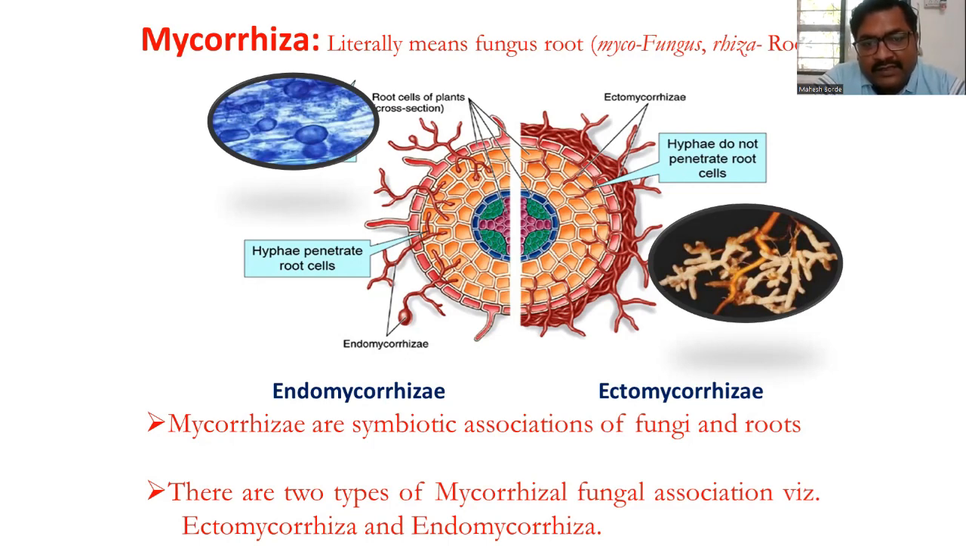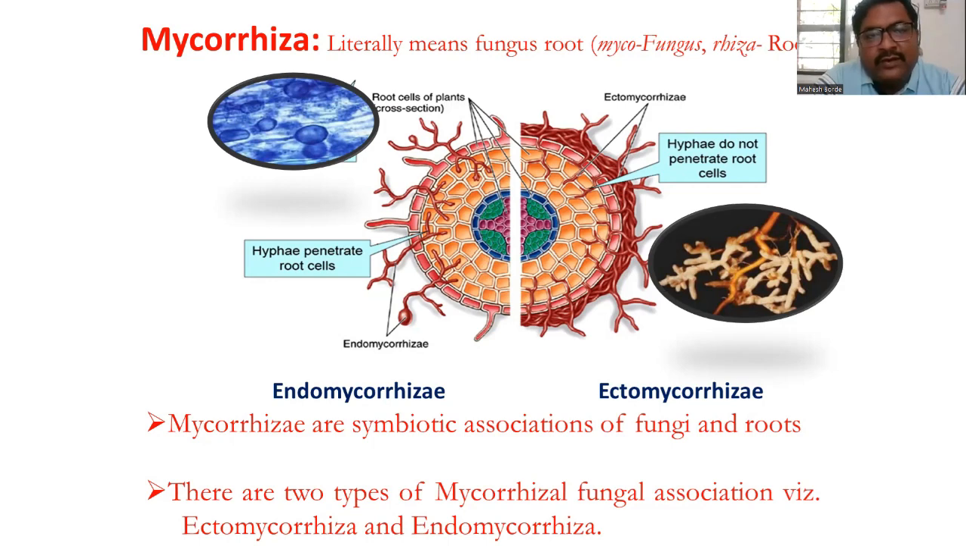If you see the ectomycorrhizal association, it is mostly observed in the majority of forestry, where they grow their hyphal mantle outside the root. The majority of ectomycorrhizal fungi belong to Basidiomycota. Whereas in endomycorrhiza, their hyphae or mycelium grow inside the cortex. And that's why they are called endomycorrhiza.